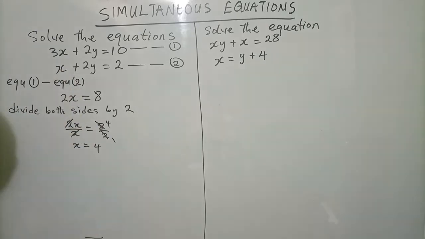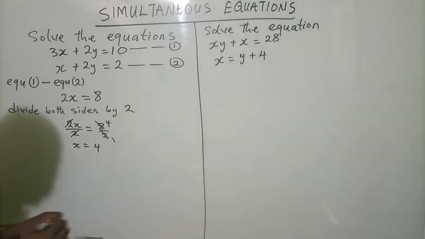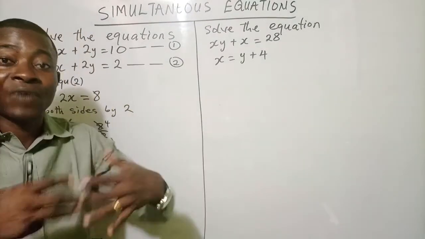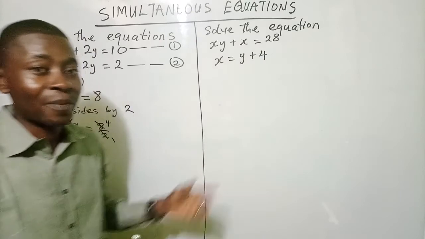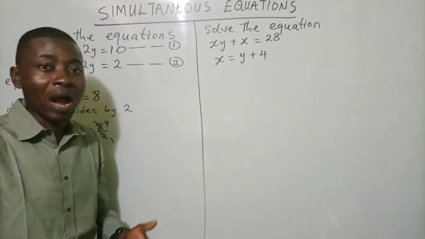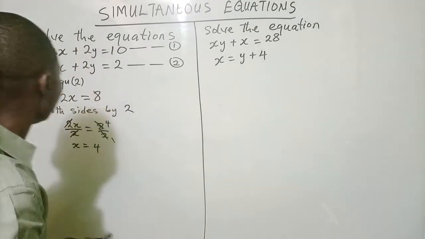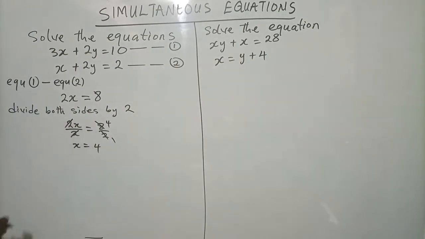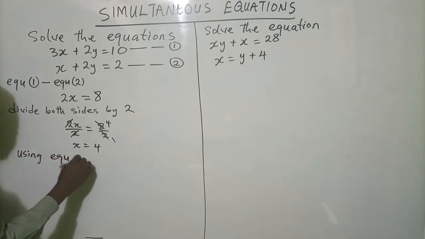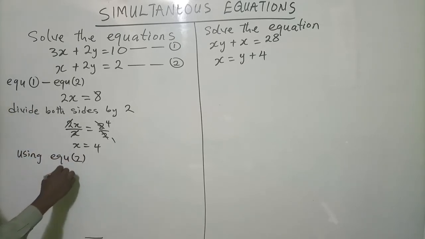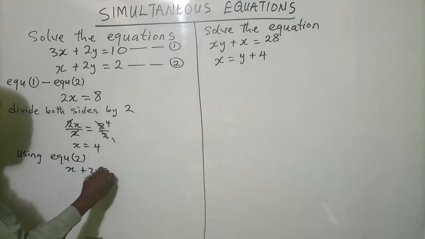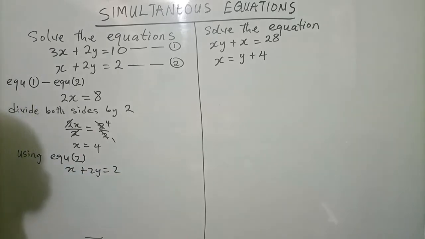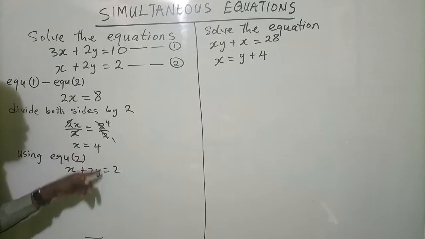So how will I now get the value of y? Because in simultaneous equations, you are expected to get the value for each of the alphabets there, either x or y. So you expect to get the value of each of them. We've gotten the value for x now. So let's go down to using equation 2, which is x plus 2y equals 2. So what I'm going to do is substitute the value of x into equation 2.